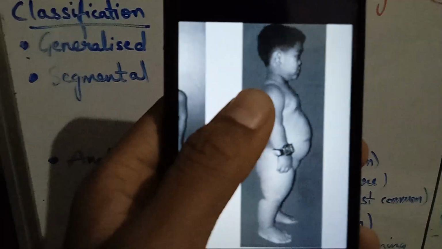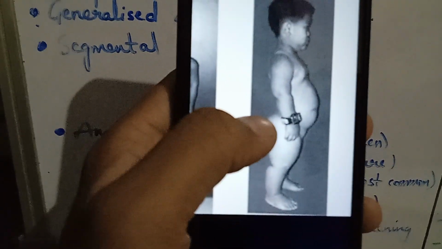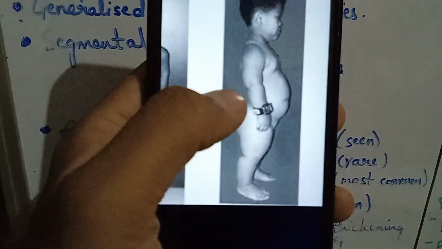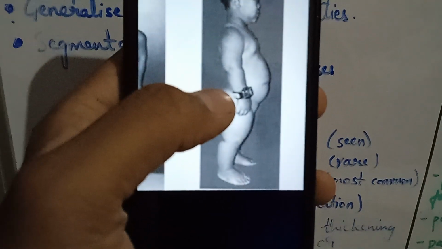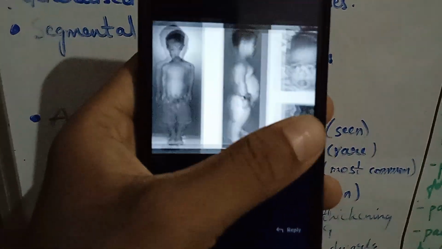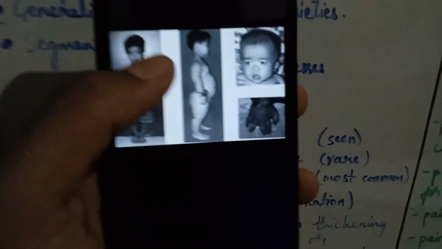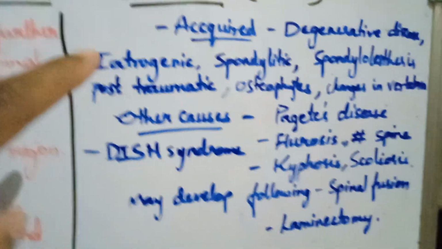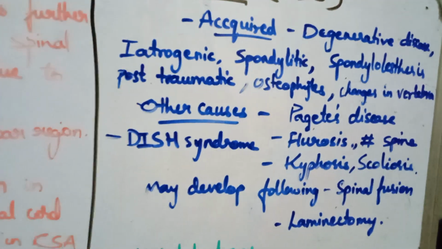If you see this boy's or person's picture, here you see he is having lordosis. This lordosis is leading to decreased canal space or stenosis of the canal. So most of the congenital cases are due to achondroplasia. And next is acquired, which is after birth, that you are getting this.